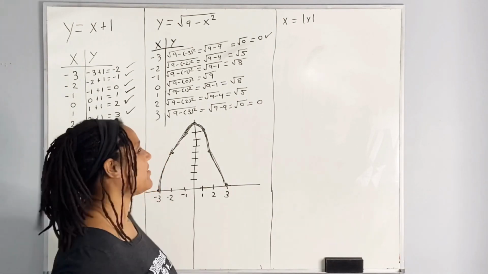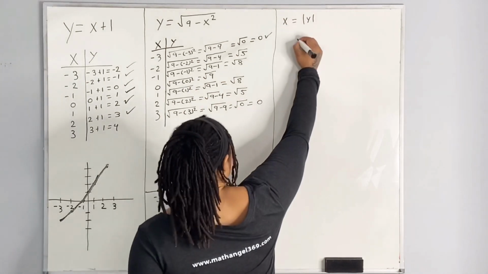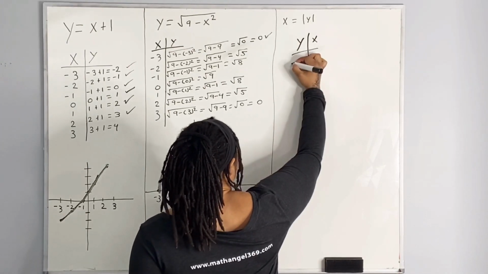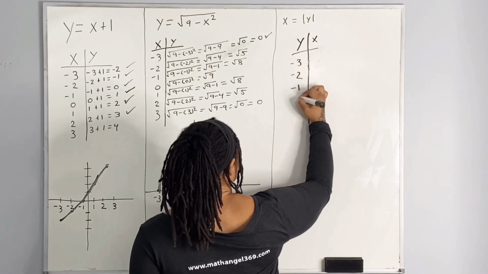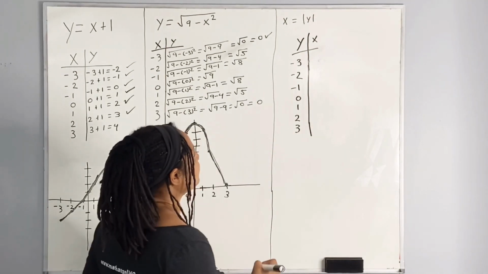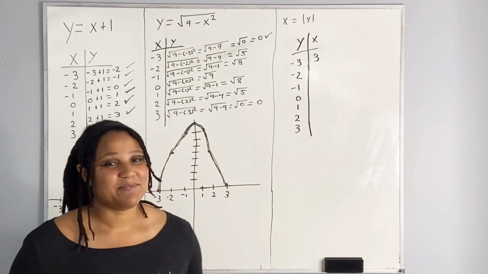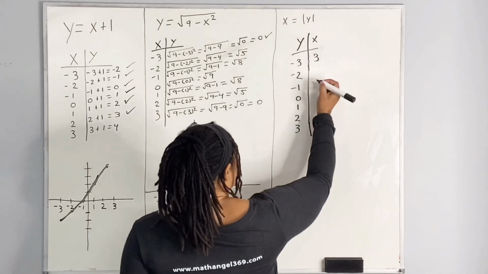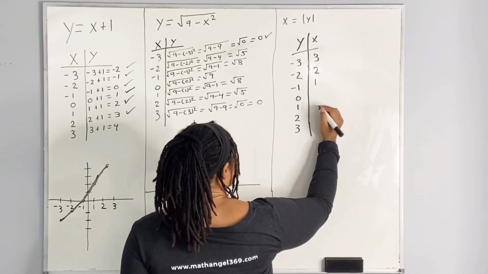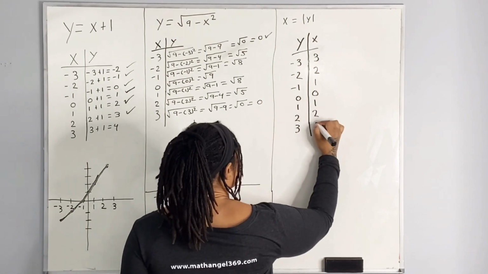Now let's look at our third graph. This time I would actually write the values of y first. So I would do this in reverse, y and x. And I would go ahead and write from -3, -2, -1, 0, 1, 2, and 3. If I were to plug in -3 for y, we would get a +3 for x, because the absolute value of any negative number is a positive number. So then for -2, we get a +2. For -1, we get a +1 for x. And for 0, we get 0, 1, 1, 2, 2, and 3, 3.